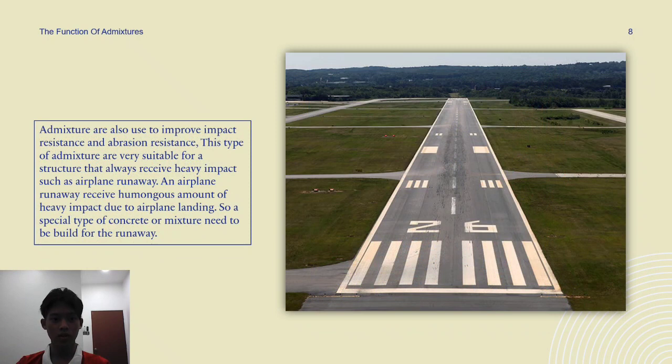And for the last example of the function of admixture, admixtures are also used to improve impact resistance and vibration resistance. This type of admixture is very suitable for structures that always receive heavy impact, such as an airplane runway. An airplane runway receives a humongous amount of heavy impact due to airplane landing. So a special type of concrete mixture needs to be built for the runway. And for a fun fact, do you know that the USS Nimitz can endure more than 100 tons of impact at once?